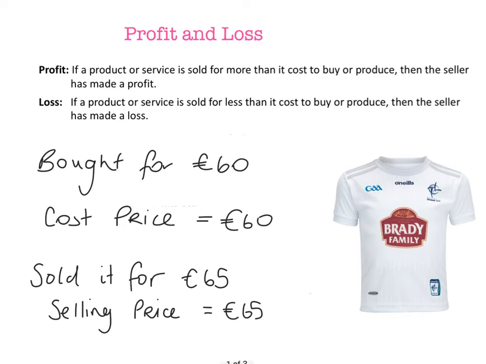Therefore, to find the profit or loss, I look at the cost price, which in this scenario was €60, and I look at the selling price of 65. So I'll go back up to my definition of profit and loss. Profit is if it's sold for more than it cost, and a loss is if it's sold for less than it cost. Well, this was clearly sold for more, so I made a profit of €5. If I sold it for 55, I would have made a loss of €5.